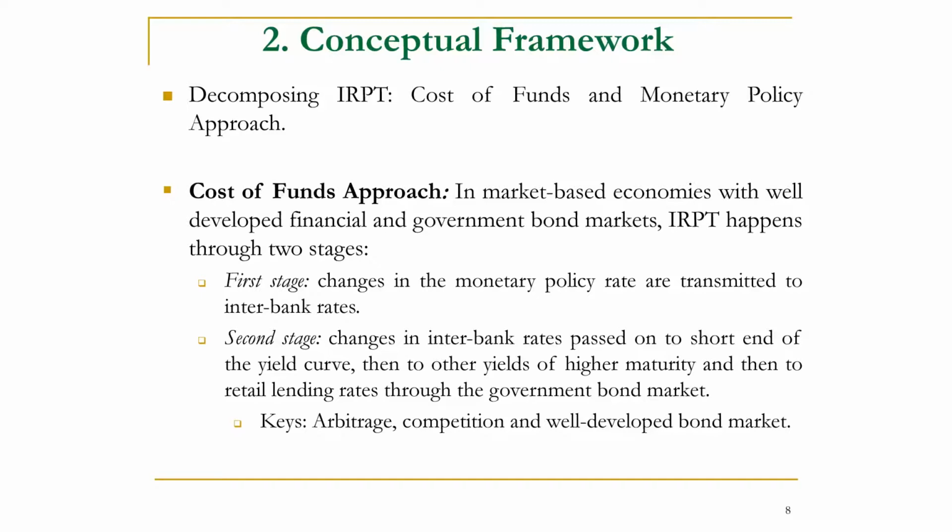In market-based economies, typically with well-developed financial and government bond markets, we find that changes in the policy rate are first transmitted to the interbank rates, the money market rates for instance. Then in the second stage, changes in interbank rates are passed on to the short end of the yield curve, then to other yields of higher maturity, and then to the retail lending rates through the government bond market. So the key is arbitrage, and that's the beauty of a market-based economy when it's functioning well, and there's competition and well-developed bond markets. You see all these things happen, and this is smooth transmission as such.